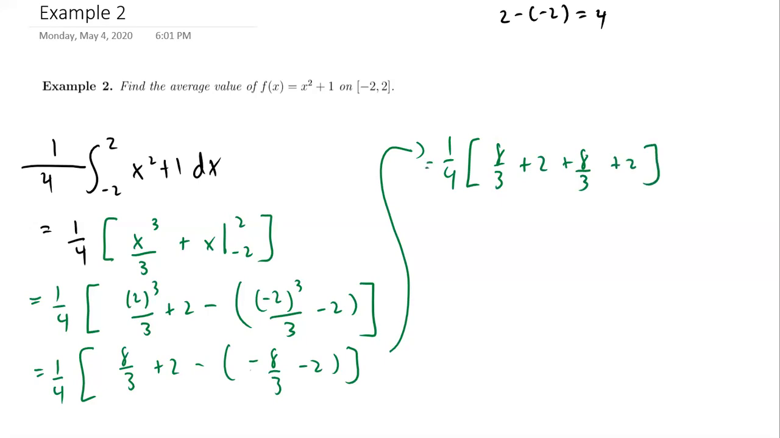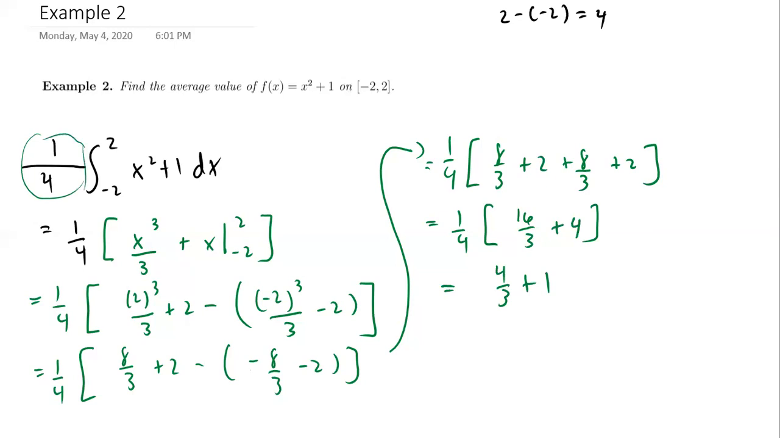Now we combine everything. We have 8/3 plus 8/3, that's 16/3. 2 plus 2 is 4. Multiply the 1/4 out, and we get 4/3 plus 1. And again, it's as simple as that. Just take the definite integral, and you divide by the length of the interval.